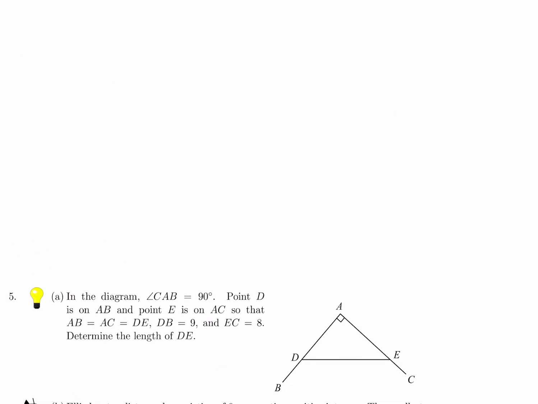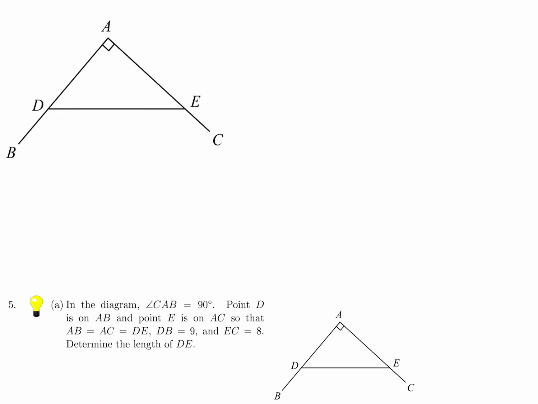Well, let's start labeling this with the information they gave us. So DB is 9, EC is 8, and anything else we'll have to introduce. So DE, I'll just call that X for now. Now they told me that AB is the same as DE and is also the same as AC. So those guys are also X.